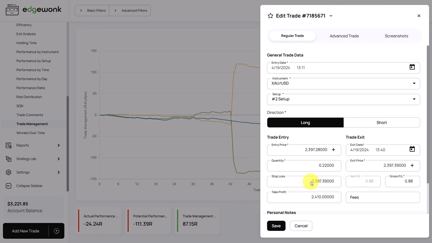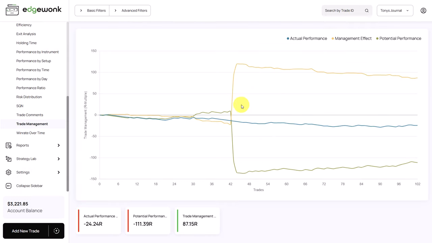However, in Edgewonk, it's so important that you always keep the initial stop loss in place, because otherwise it will mess this up and it will not allow the trade management graph to work properly. So when you move your stop loss in your actual trading, you don't adjust this in Edgewonk, you always keep the initial stop loss. After the trader has corrected this, the trade management graph will also be fixed here.